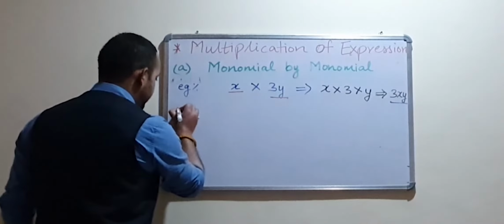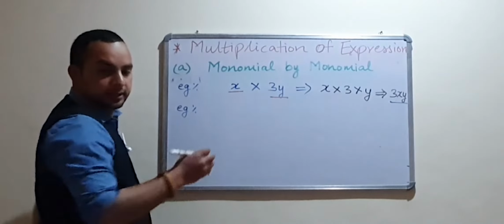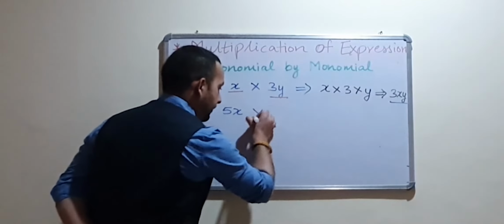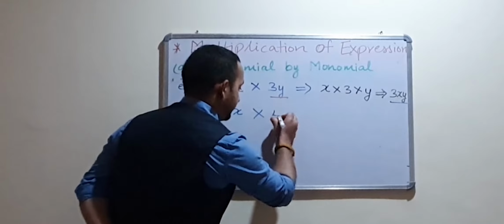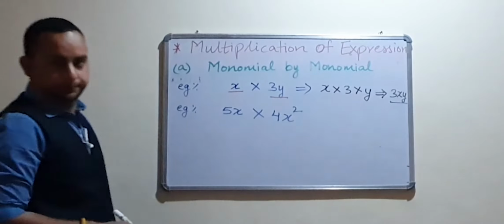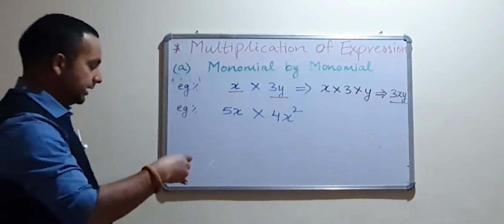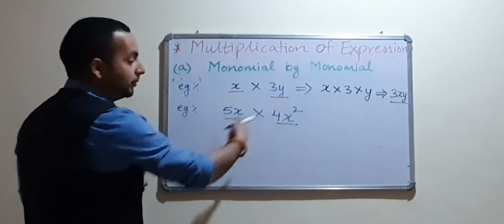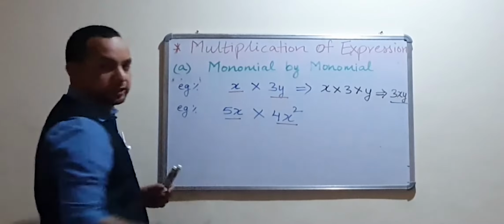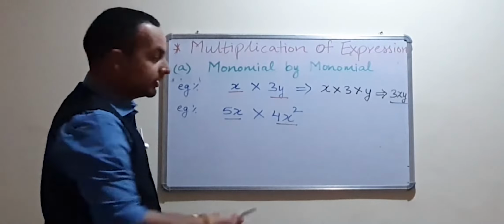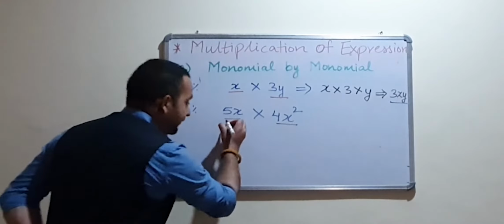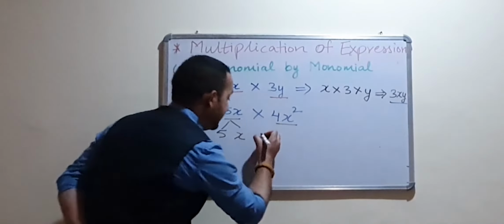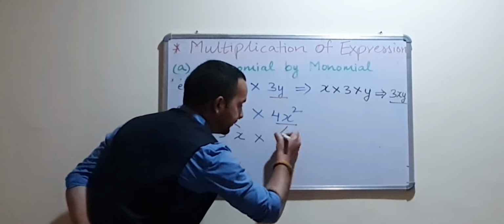Let's take one more example. Suppose we took the example 5x multiply 4x square. Now this is a monomial. This is again an example of monomial. So in monomial multiplication, first of all, we are going to multiply the numbers. In 5x we have a 5 and x, multiply 4x square.